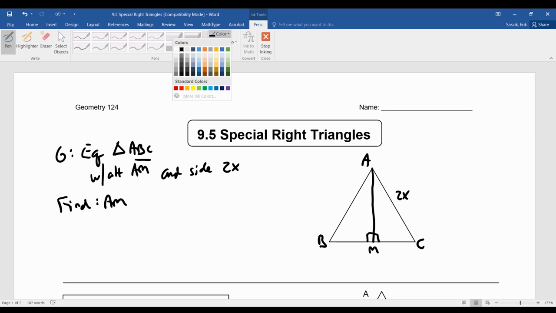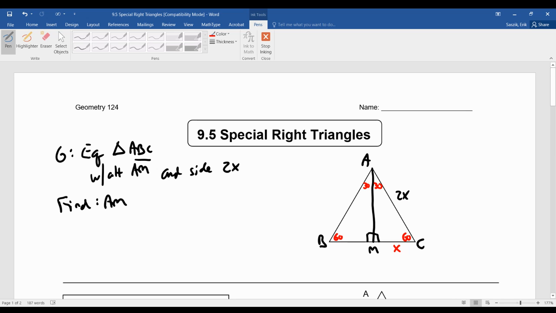Now remember, this triangle is equilateral. We know that means all angles are 60 degrees. But the altitude to the base of an equilateral triangle creates two congruent triangles. So this is actually 30 degrees up there on both sides. And this altitude is also a median in an equilateral triangle. So if this is 2x, this is going to be x.